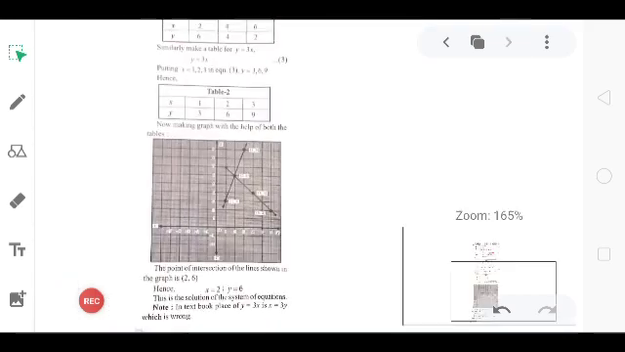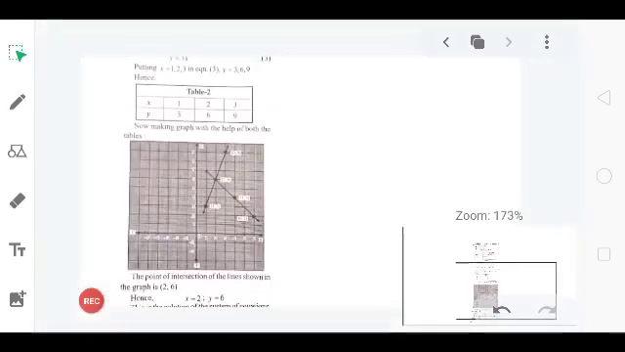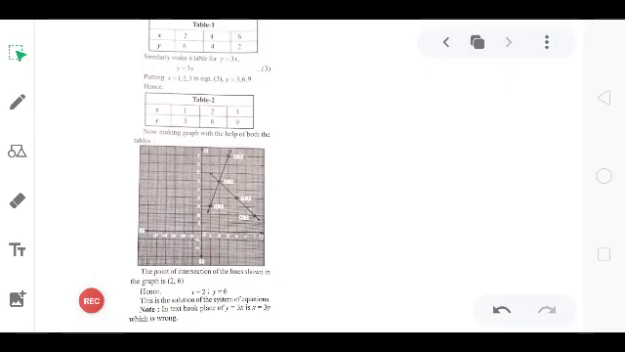Now you have to represent. First take the value of x, then from the first table and from the second table take the value of y, then represent the points. Similarly, from the second table, represent the points and draw the line. You can see here the first line is given, represented as coordinates, and similarly you have to represent the other line.